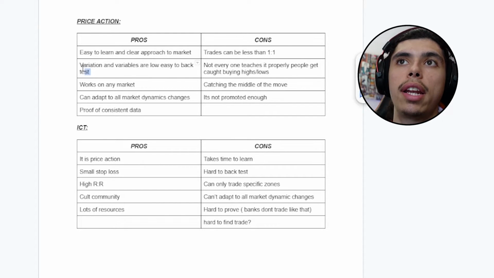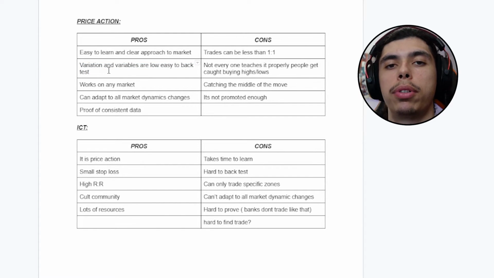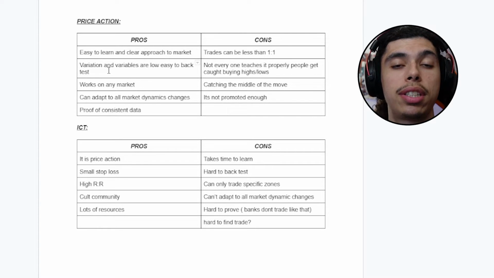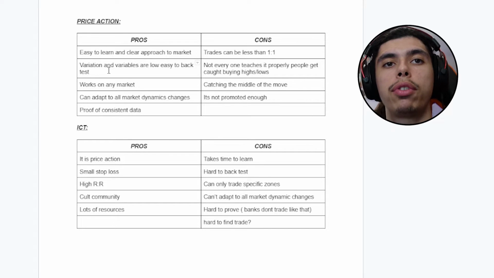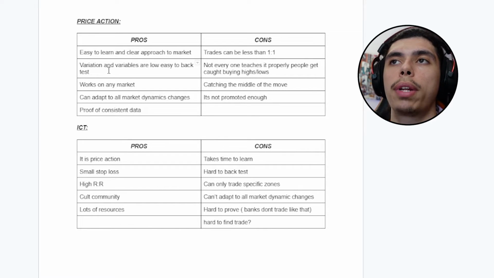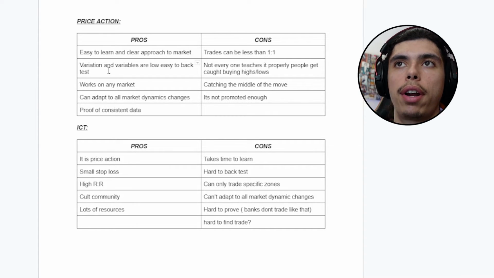The next one is variation and variables. Trading is a game of statistics and probabilities, and the more variables you add, the more probability you have to lose a trade. Adding all of these complicated concepts is going to end up with you losing more trades, because there are more variables and more probabilities for things to go wrong. So the more probabilities we can reduce, the better it is going to be for our trading, right?